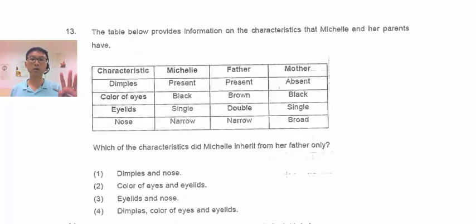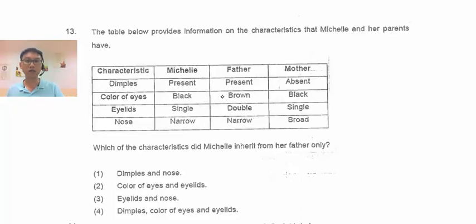Question 13. The table below provides information of the characteristics that Michelle and her parents have. So these are some characteristics: dimples, color of eyes, eyelids, and nose. Michelle, present, and it's dimple. Okay, so this is how you read the table. Present means have. So Michelle has dimples. Michelle's color of eyes is black, Michelle's eyelid is single, and Michelle's nose is narrow. You read the father the same way. Father has dimples. Father, brown eyes, and so on and so forth.